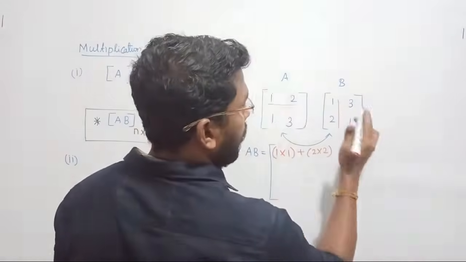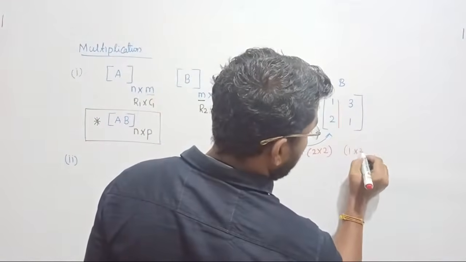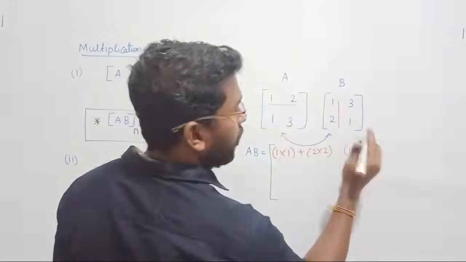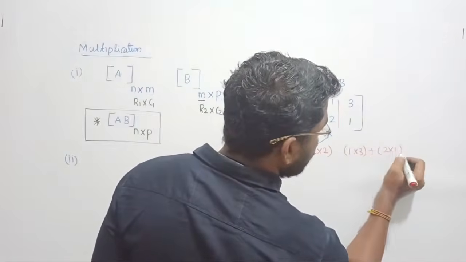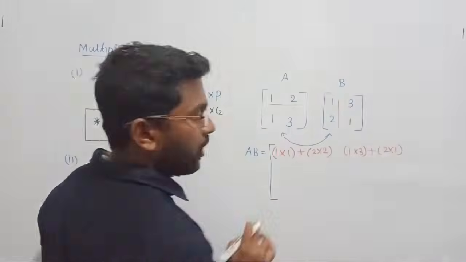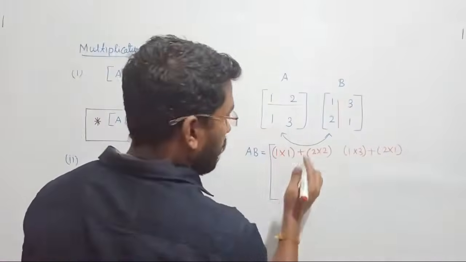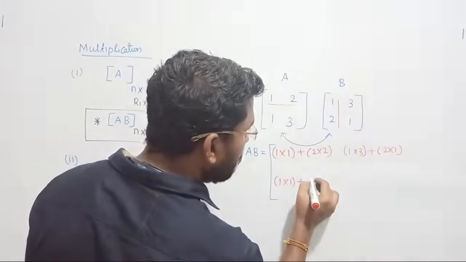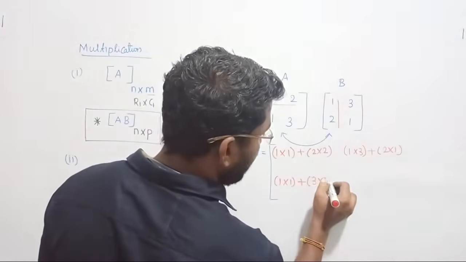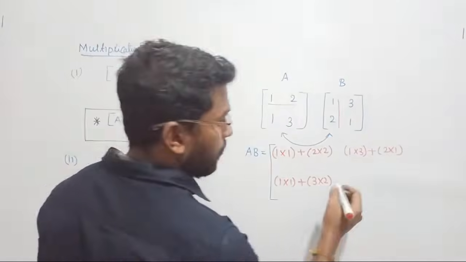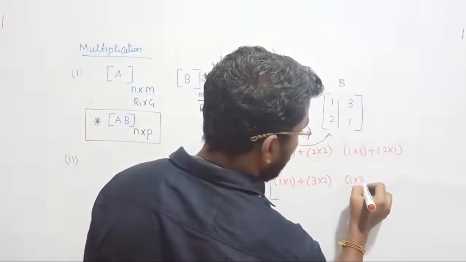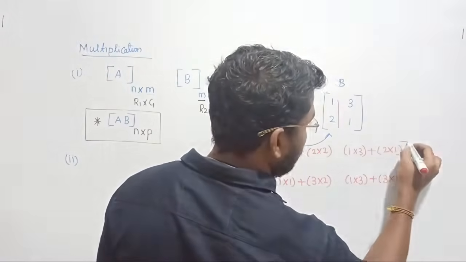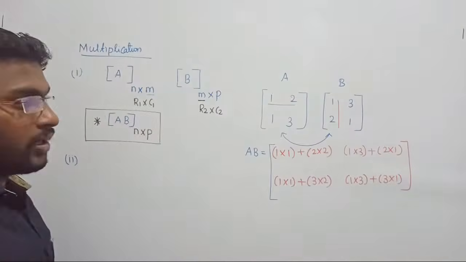Second one, what will come? 1 into 3, one multiplication exactly, and then plus 2 into 1. Yes. So here also I have done 2 multiplications, 1 addition. Repeat. Third: 1 into 1, yes, plus 3 into 2, exactly. Fourth one: 1 into 3 plus 3 into 1, exactly. So that is going to be a complete matrix.